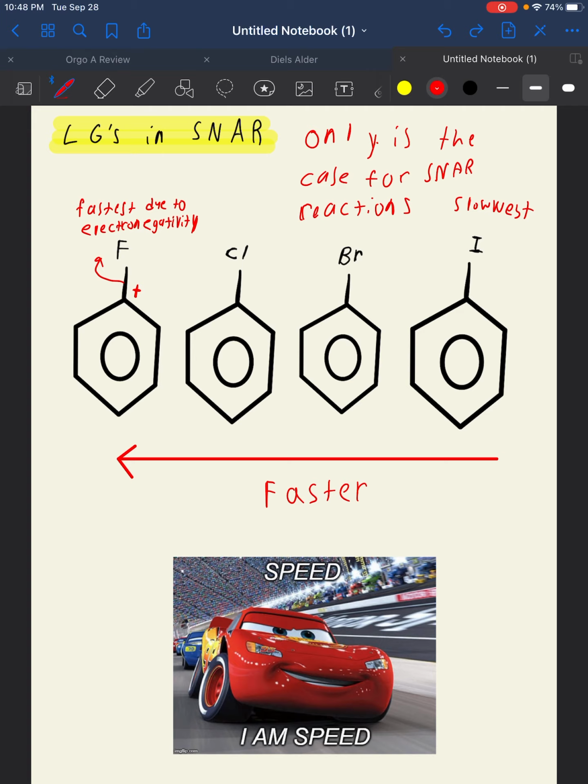And this, once again, is only the case for SNAr reactions. So only use this diagram and this chart for SNAr reactions. For SN1 and SN2, it is the opposite direction. Iodine is your best leaving group for an SN1, SN2 reaction. However, for an SNAr reaction, fluorine is your fastest leaving group because of that electronegativity factor. I just want to emphasize that because I know people are going to get confused on this, because in an SN1 and SN2 reaction, iodine is your fastest. However, for SNAr, fluorine, because of that electronegativity.